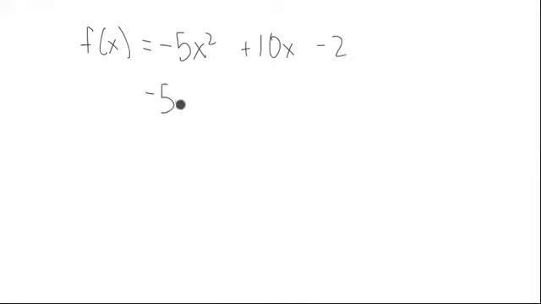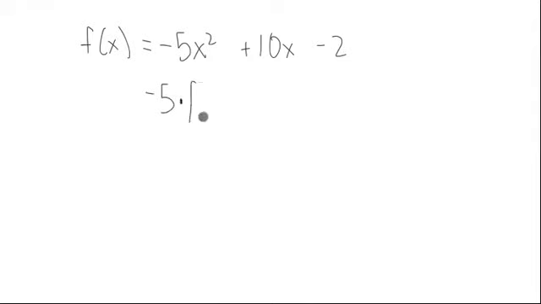Let's take a look at an example of finding the maximum or minimum of a quadratic function. This time, let's look at negative 5x squared plus 10x minus 2. So first, we complete the square to put it into a nice form for seeing what kind of transformation it is of y equals x squared.